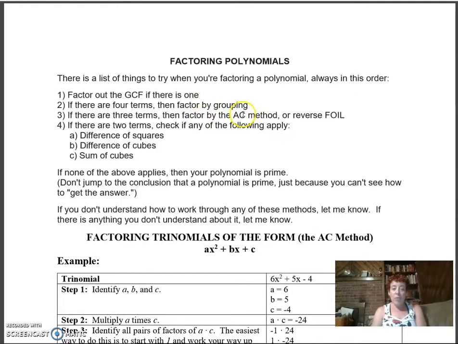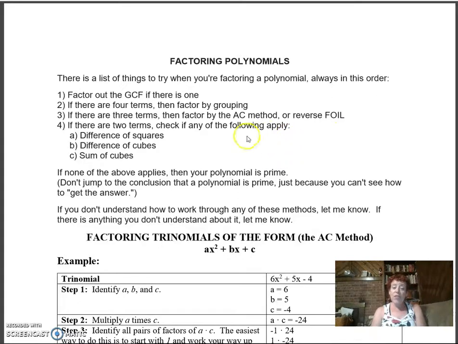If there are 3 terms, we're going to factor by the AC method or reverse FOIL. I believe your textbook uses the term reverse FOIL, but AC method is really important. I noticed that a bunch of you know how to factor a polynomial that's of the form ax squared plus bx plus c, when a, the first number or coefficient in front of the squared term, is a 1. But once that's not a 1, that's where I see you running into some difficulty. So that's the example I'm going to go through today.